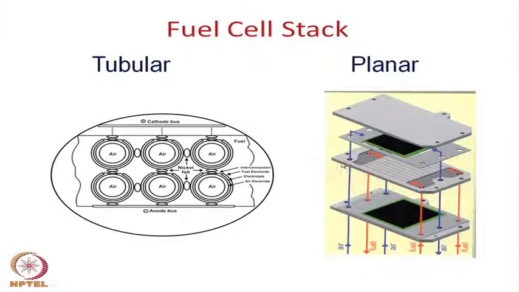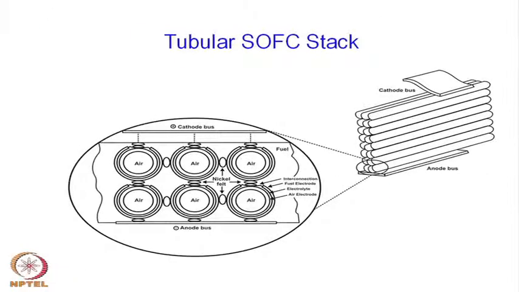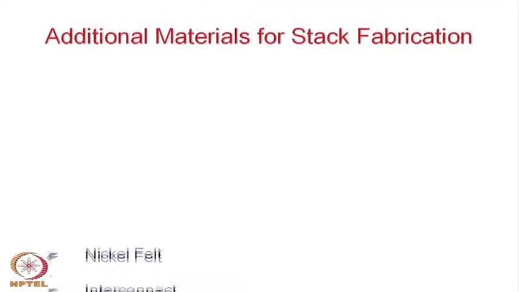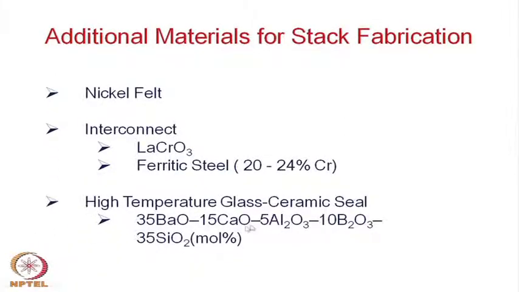This is the interconnect material, these plates are actually interconnect materials, and this material is one additional material in addition to cathode, anode and electrolyte. The other material, which has also been mentioned, is the sealant, the high temperature seal. So, these are the two groups of material, and various different materials have been tried out.